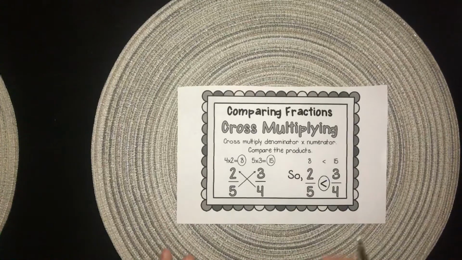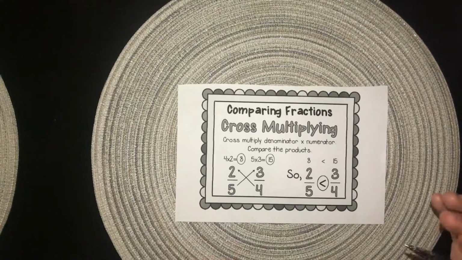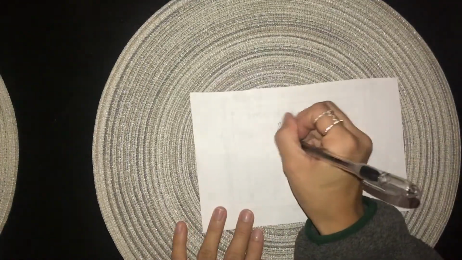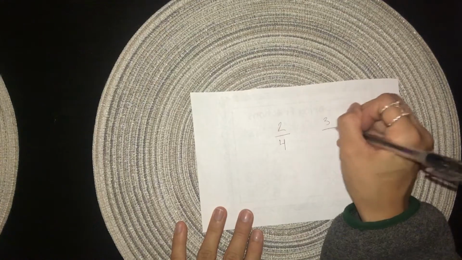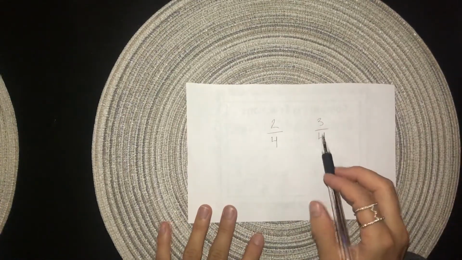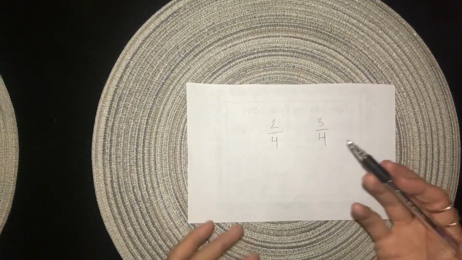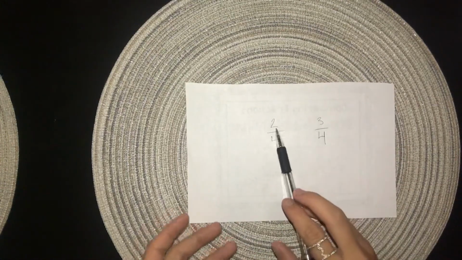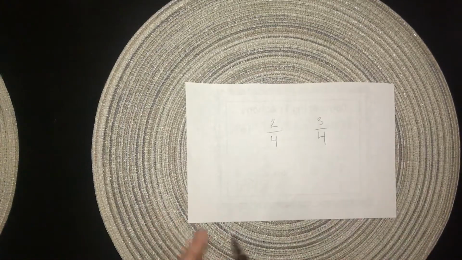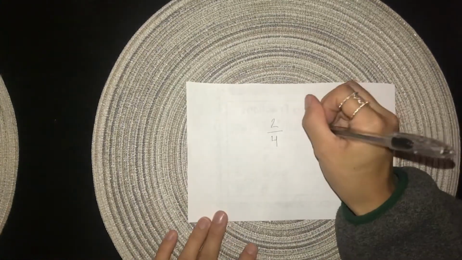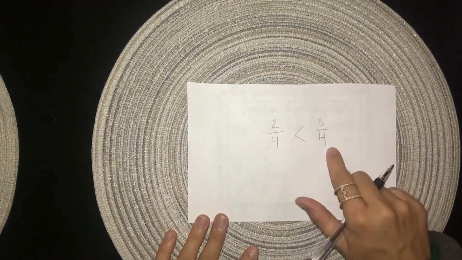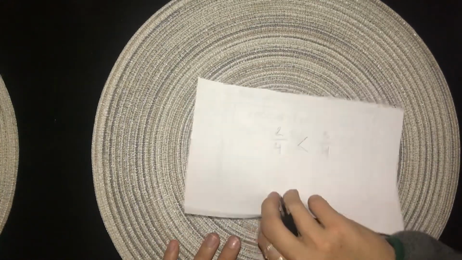So the way that this works is that you have two fractions and you want to see which one's greater than the other. If they have the same denominator, for example, 2/4 and 3/4, it's very easy to compare because they have the same denominator, so they're the same size pieces, and 3 is this numerator, which is obviously greater than 2, because 3 is larger than 2, so we know that 3/4 is greater than 2/4, or 2/4 is less than 3/4. So when they have the same denominator, it's pretty easy.